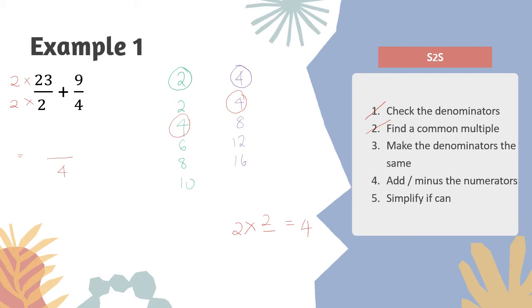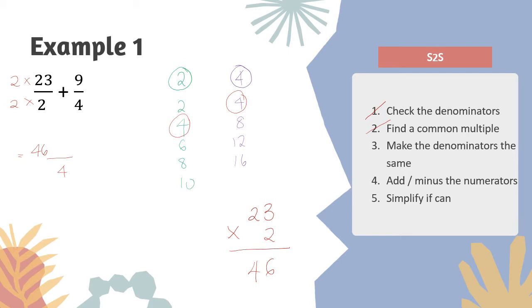So what is 2 times 23? You can do your working on the side. So 23 times 2. 3 times 2 is 6. 2 times 2 is 4. So we have 46.